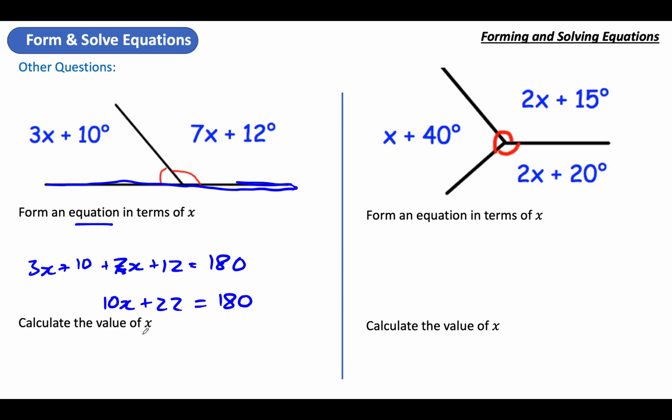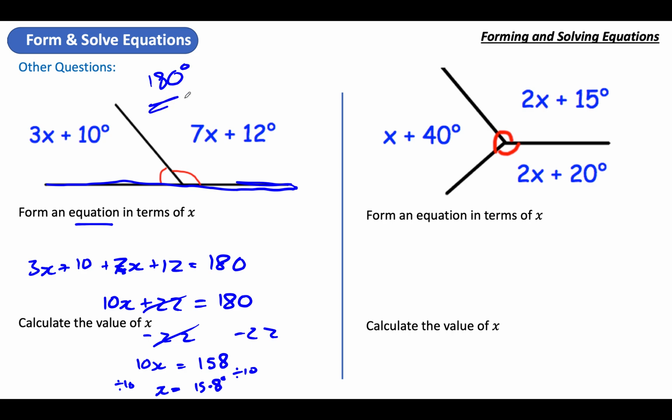Then solve it. So take away 22 from both sides. So 10x equals 158. Now that's 10x. Now I don't want 10x, I only want 1. So we'll divide it by that number touching the letter. Now this is going to be a decimal, but that's fine, it sometimes is. 15.8 degrees. Okay, but did you get the fact that angles on a straight line add to 180?